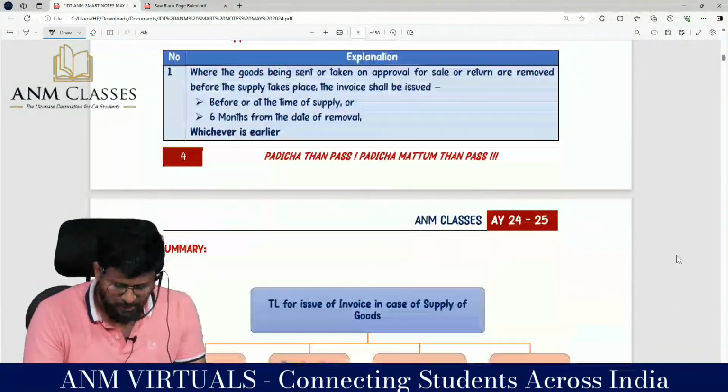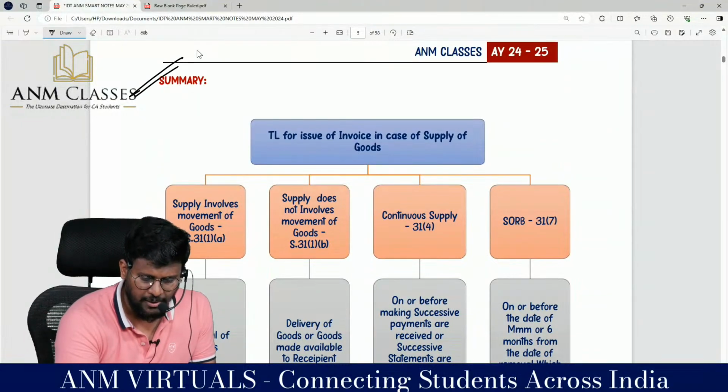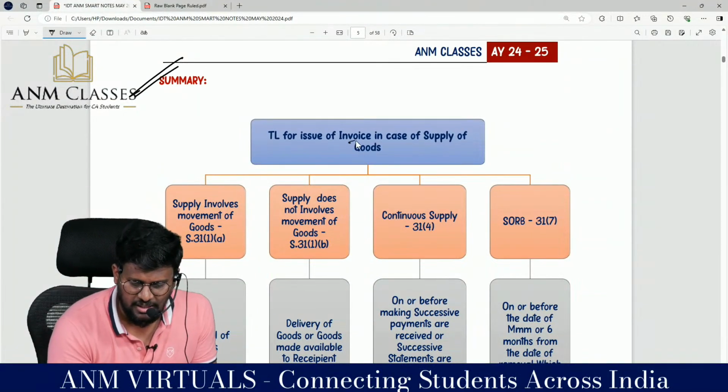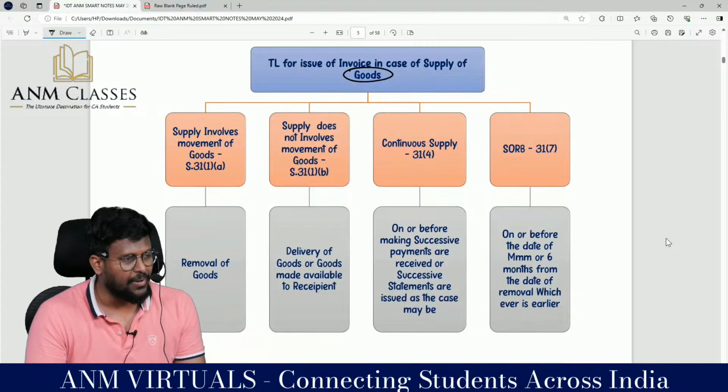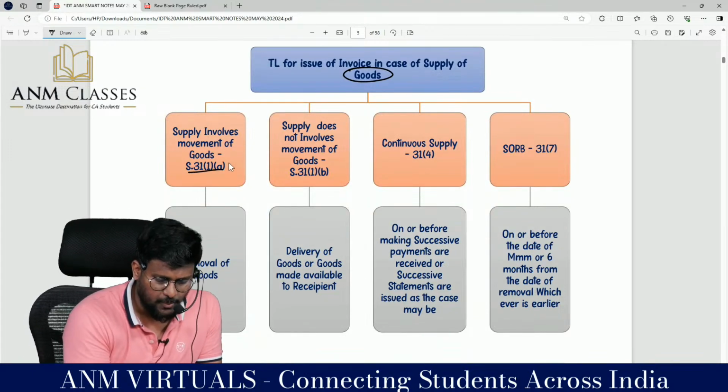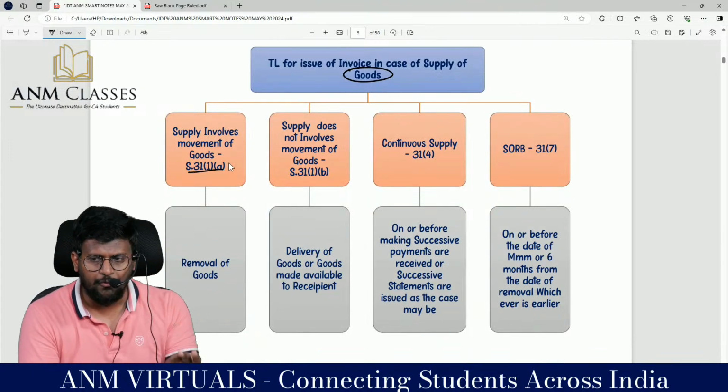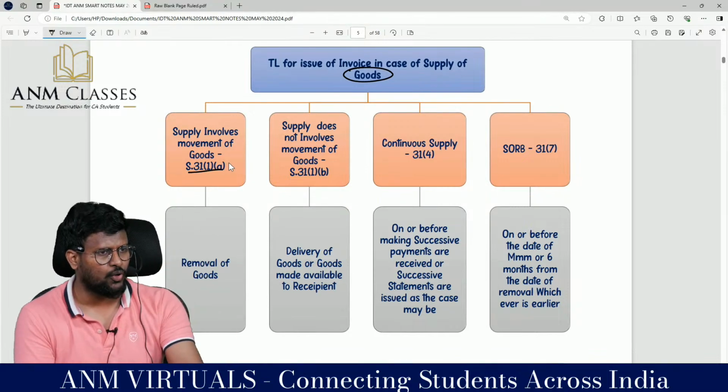Yes, sir. Are you supplying goods? Yes, sir. If you are supplying goods, what is the time limit for issue of invoice in case of supply of what? Goods. Supply involves movement of goods. 31 subsection 1, what? On or before the removal of goods.